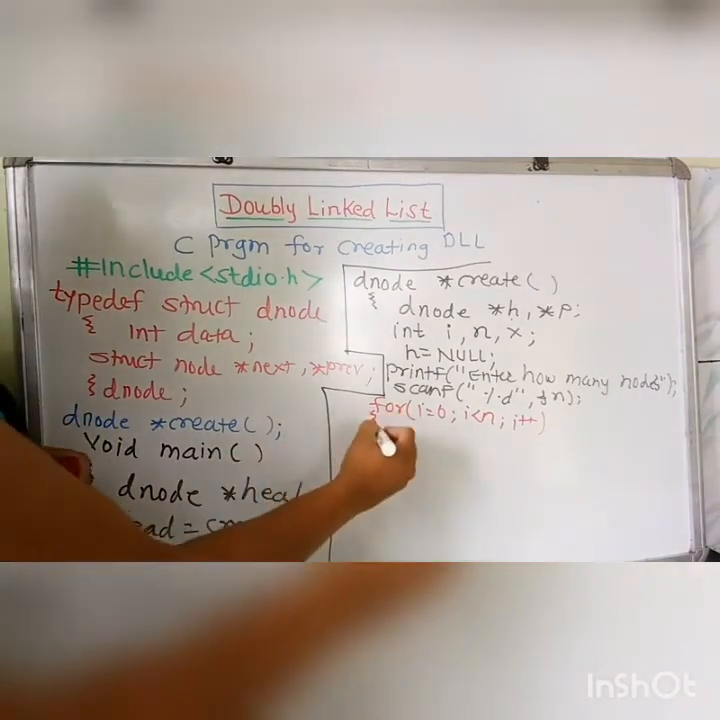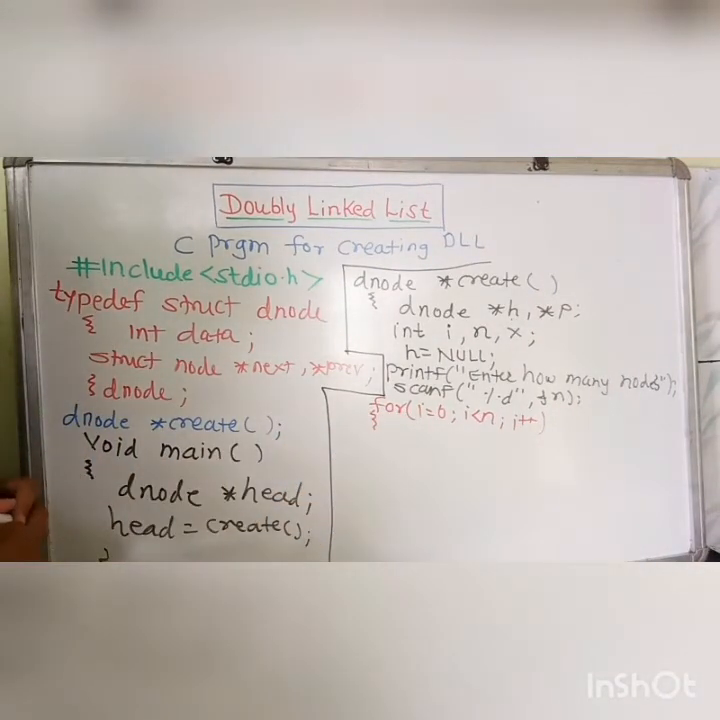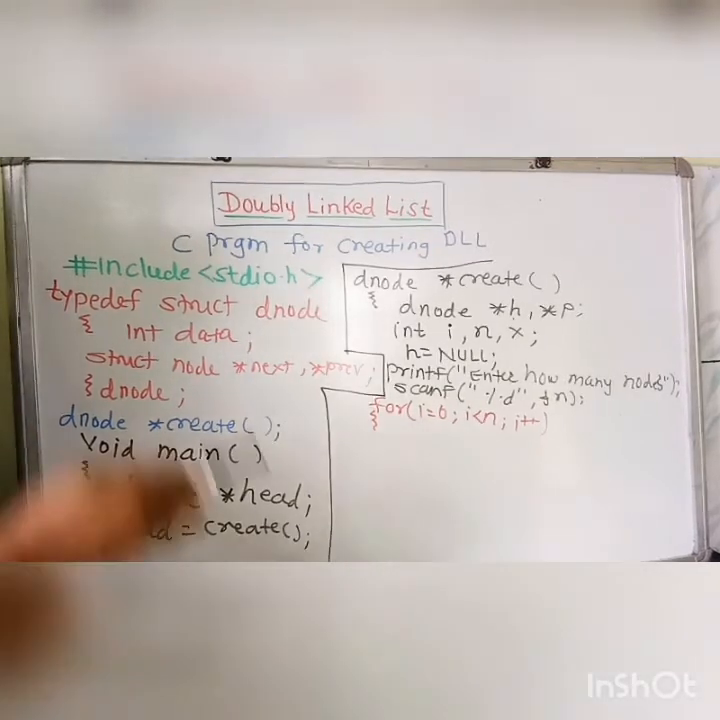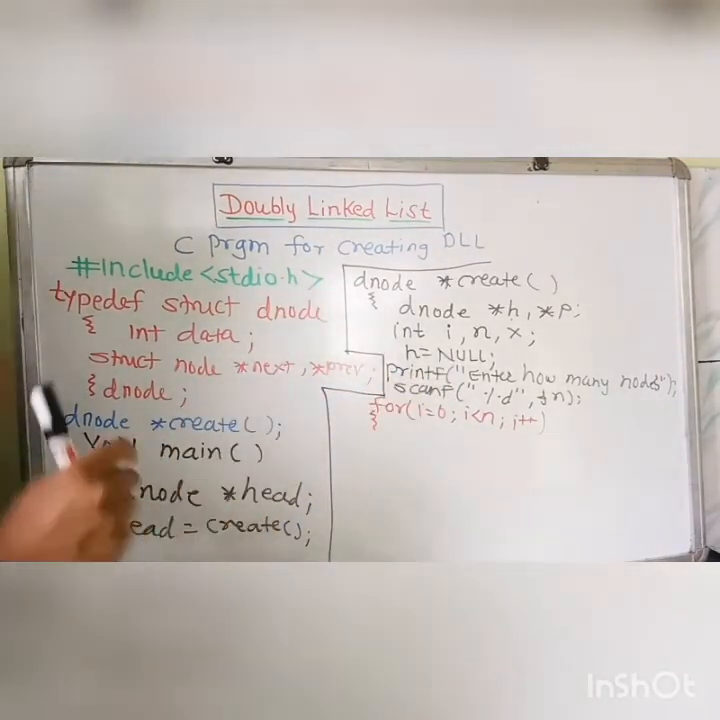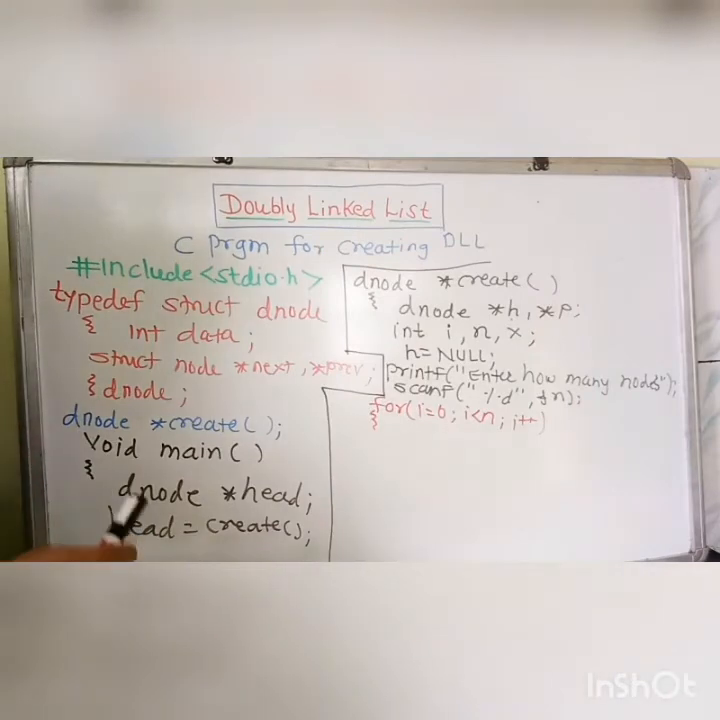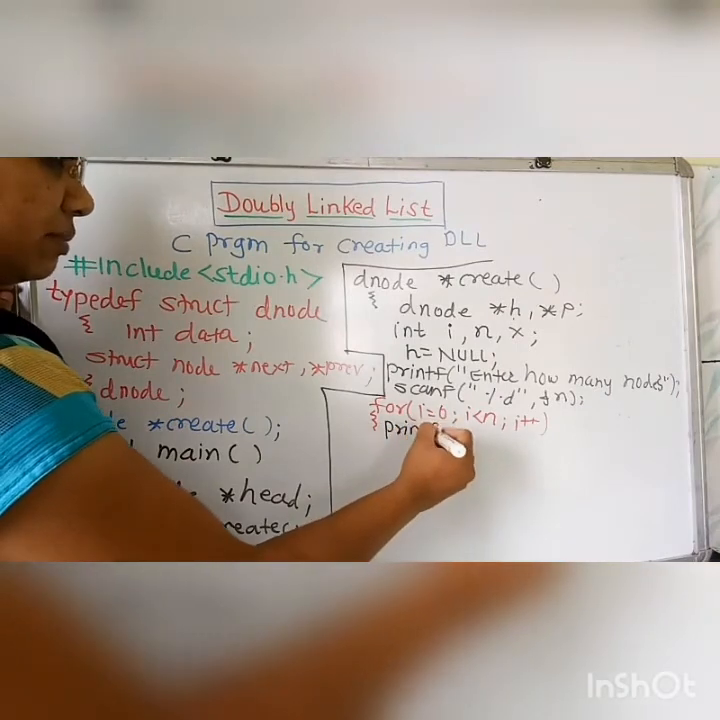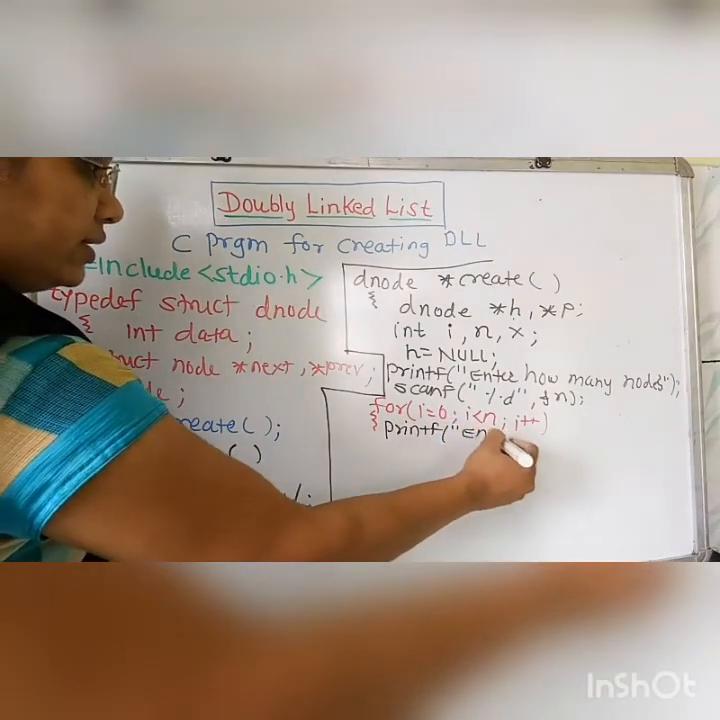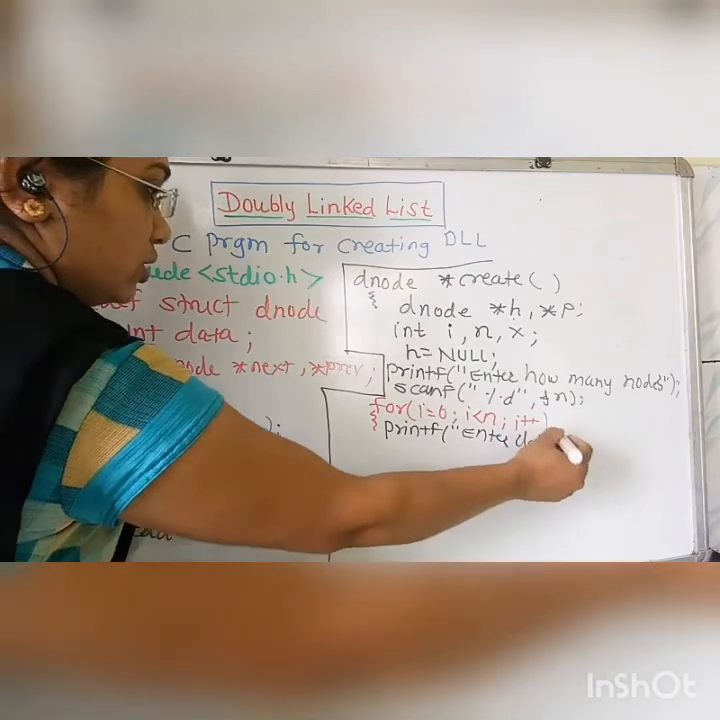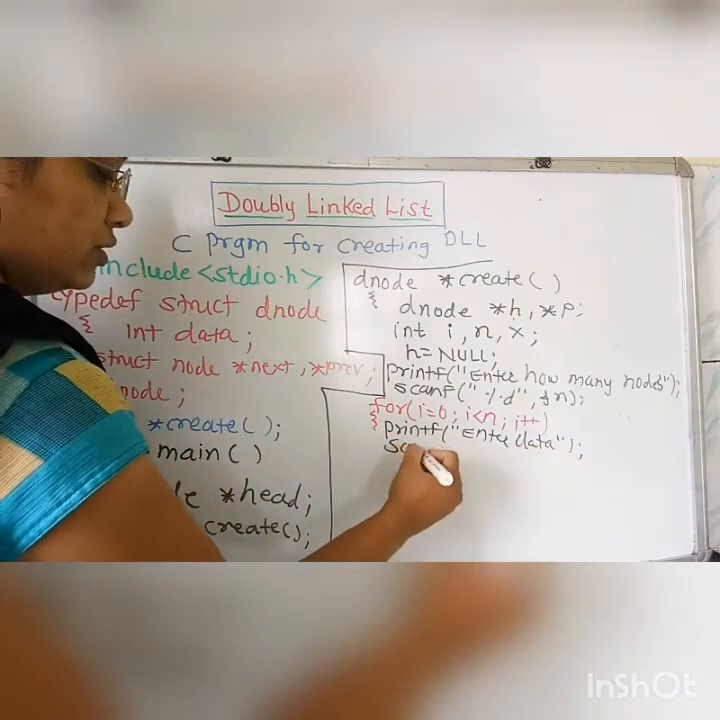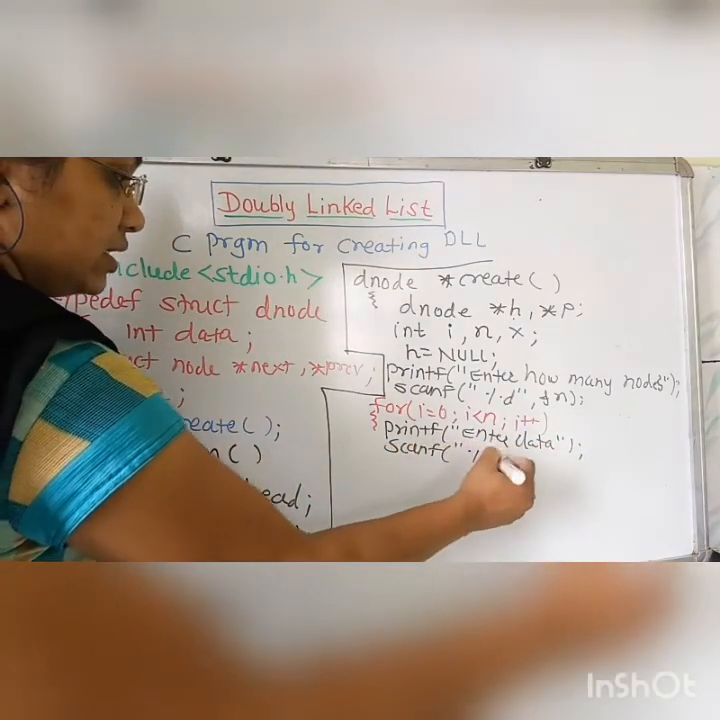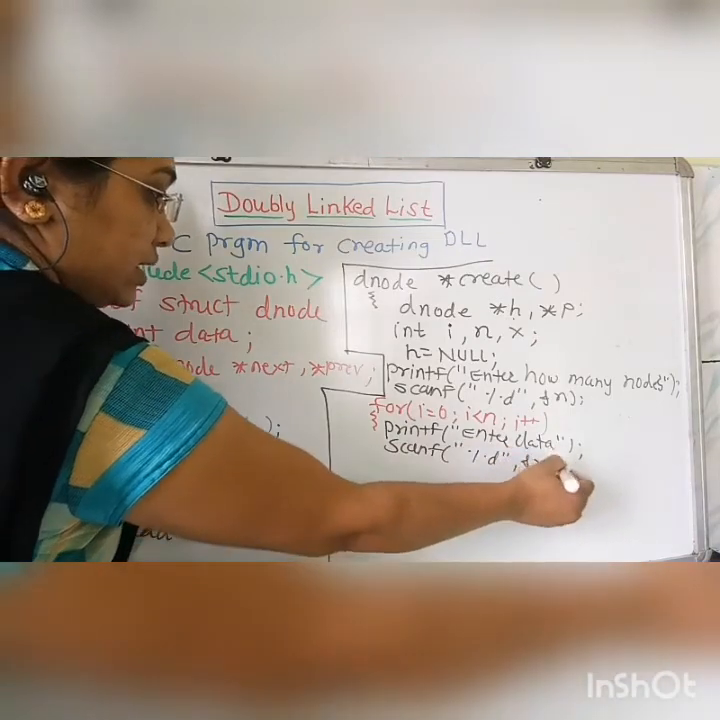Now as we had created only h equals to null, means if there is any previous reference, then we are eliminating it and trying to attach the next subsequent nodes. Now we will give the message like printf enter data, and we will store this data in terms of x, that is scanf %d ampersand x.